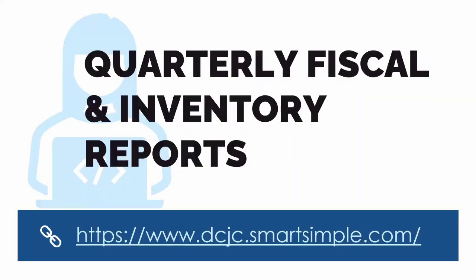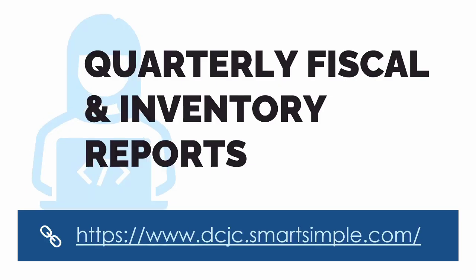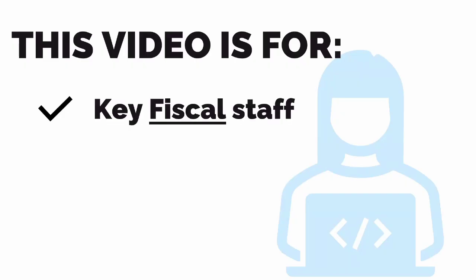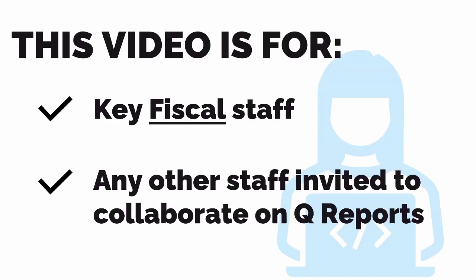This video will take you through the steps to submit fiscal and inventory reports in the CJC's new grants management system. A PDF step-by-step guide is also available for download. This video is designed for key fiscal staff and any other individuals who are responsible for contributing to or submitting fiscal or inventory reports at your agency. Feel free to pause, rewind, or fast forward to get straight to the information most relevant to you.